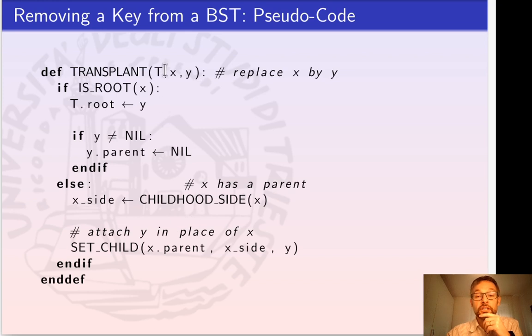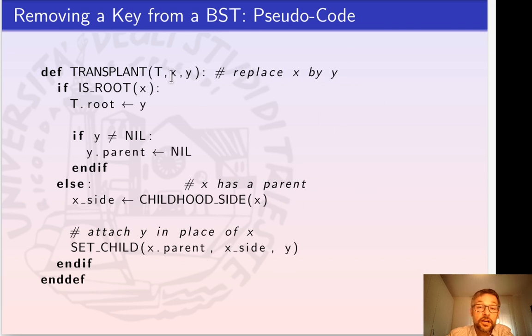So meaning we need to know whether x is a left child or right child, and once we have evaluated the childhood side of x, we may use a set child to attach to x's parent the new child on the same side in which x was. Okay, so what's the complexity of this stuff?